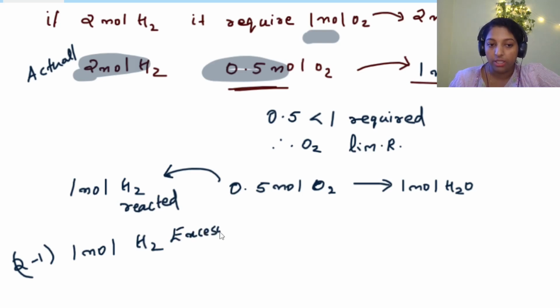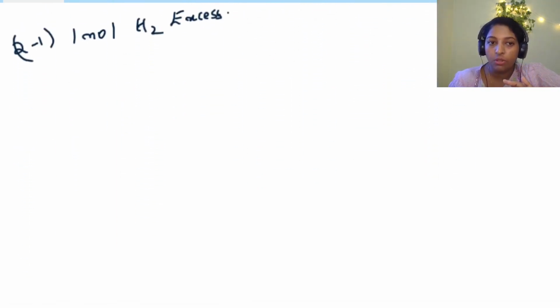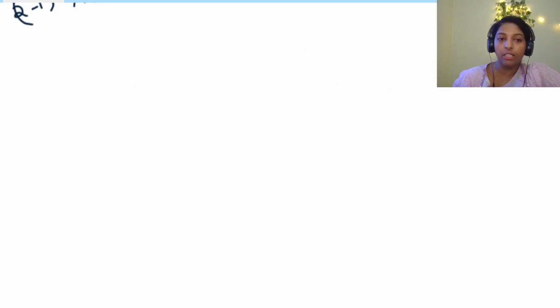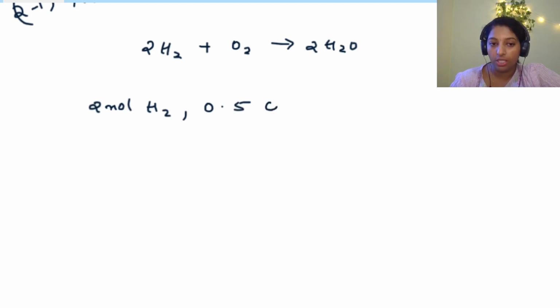Clear? So this is what happened in this scenario. Once again, this is a complicated concept, so just think about it once again. First consider the reaction 2H2 plus O2 gives 2H2O. So, what is our situation? There are 2 moles of hydrogen and 0.5 moles of oxygen.